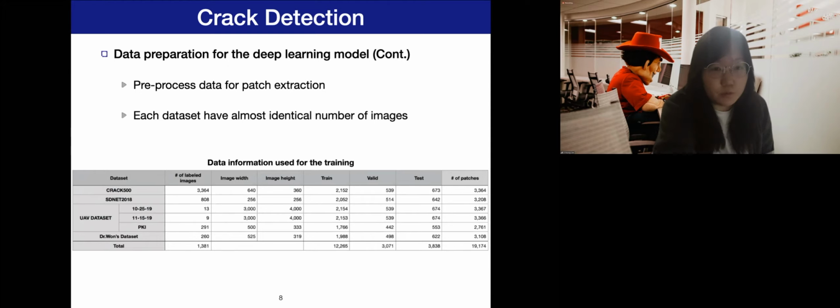So, continuing from the patch extraction, the UAV images are processed to generate patches from the original image data set. Those generated patches are divided into training, validation, and testing data in a random split. Each data set has an almost identical number of patches, so that each has a similar impact on the training result.